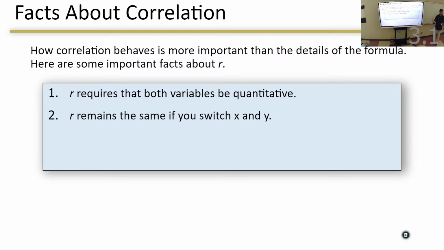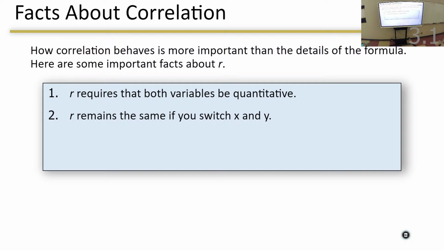Here's what you need to know, though. Because it was the z-score of the x multiplied by the z-score of the y, it doesn't matter if you switch the x and the y's. If you switch the x's and the y's, it's still going to be the exact same correlation. Okay? So we got to know that. It remains the same even if you switch x and y.